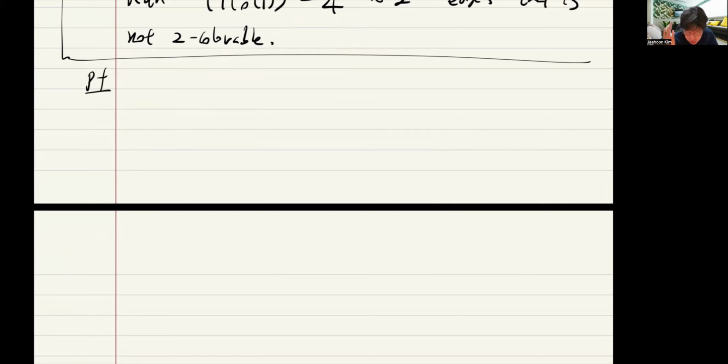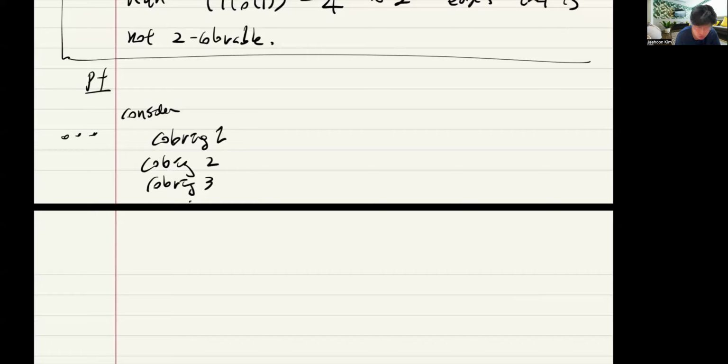How do we show that this is not two-colorable? We consider all possible colorings. Coloring 1, coloring 2, coloring 3, and so on. You have n vertices. You can color them all red. That's one coloring. And then you color vertex 1, vertex 2, to red, and then the last vertex blue. That's the second coloring. And so on. You have 2 to the n different ways to color them.